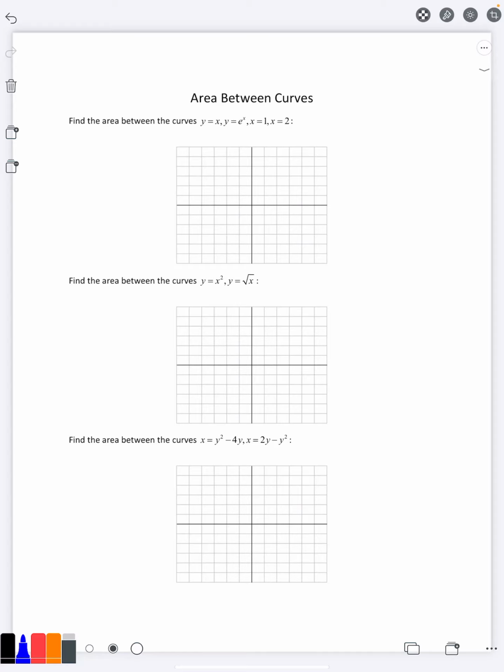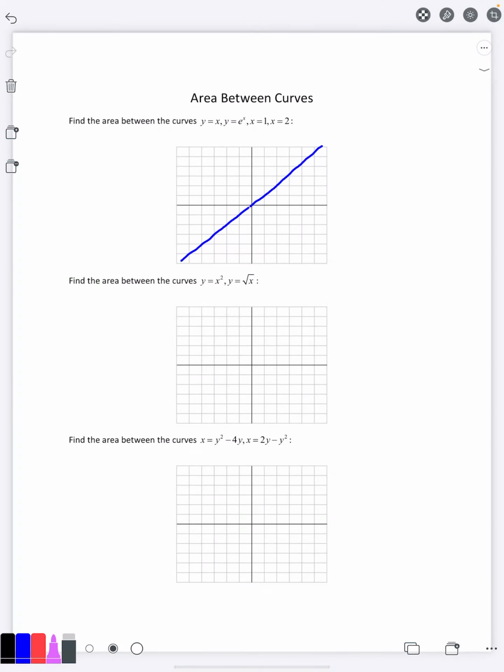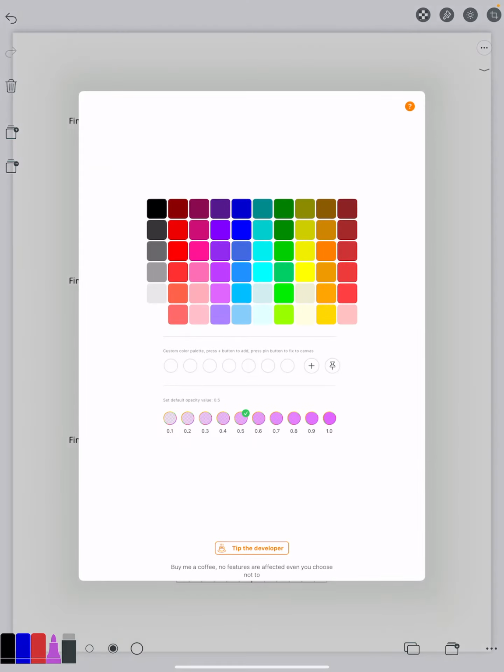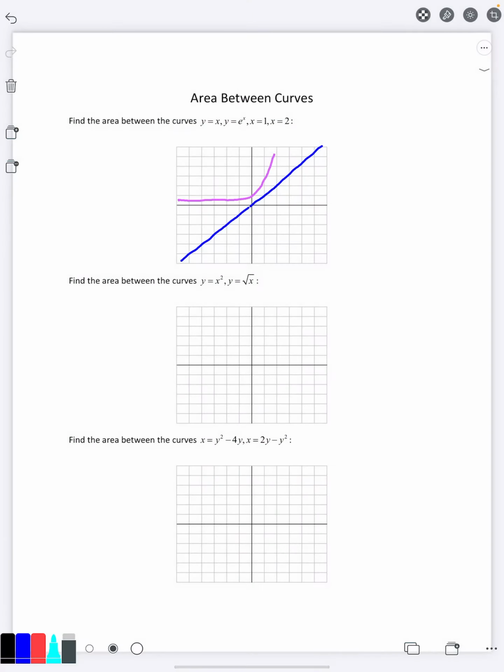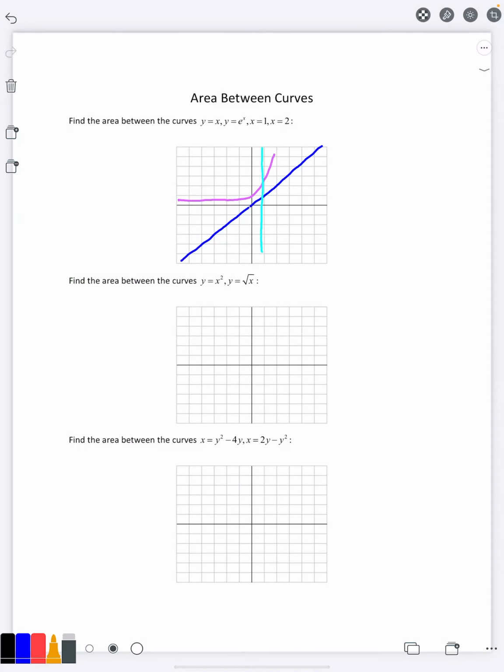The first one's y equal to x, which is a nice straight line through the origin. Then they give us the line y equals e to the x. Looks something like this. Then they tell us x equal to 1. That's a horizontal line. And then they say x equal to 2, which is another horizontal line.